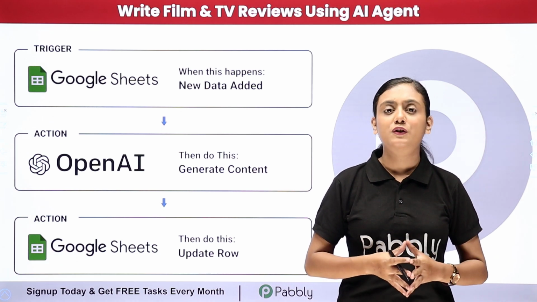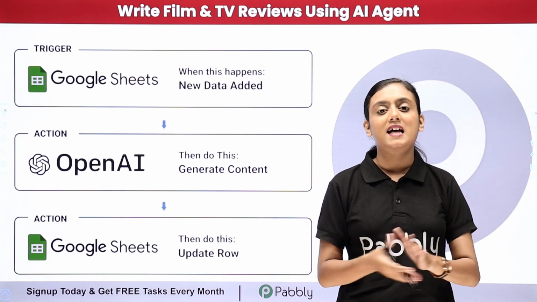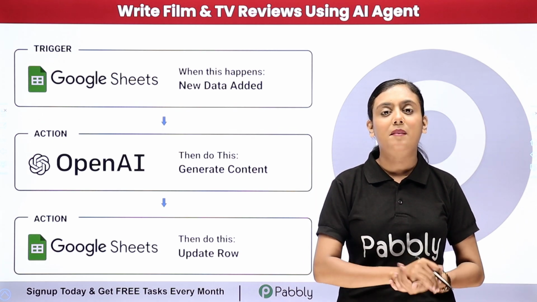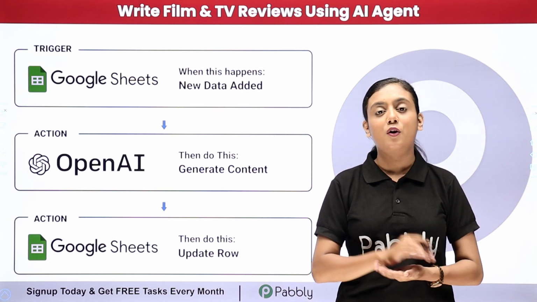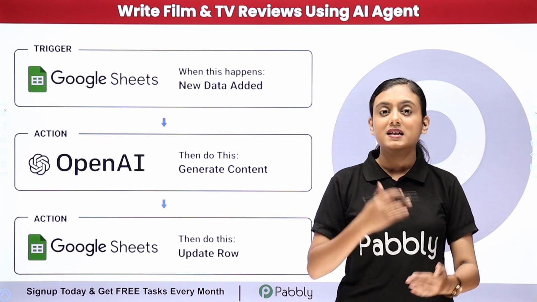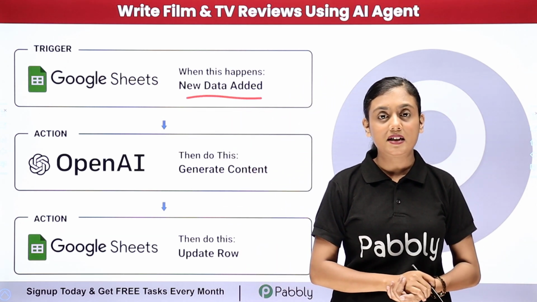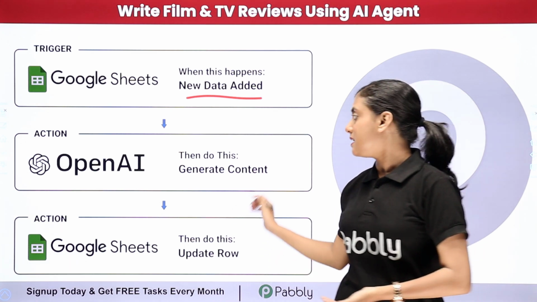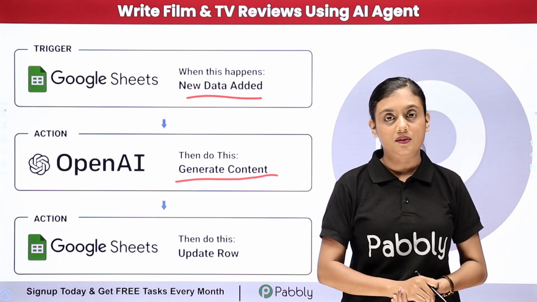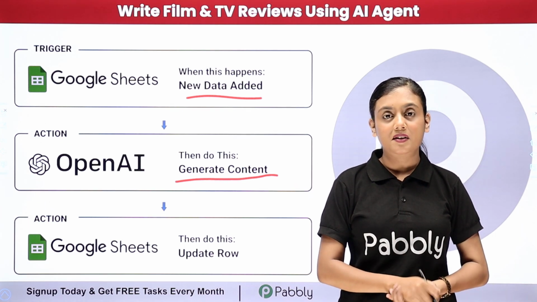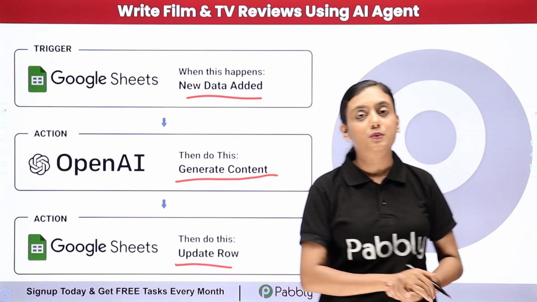So now over here, instead of wasting my time writing the review of each and every film manually, what I've done is I have created an AI agent using Pabbly Connect. In my Google Sheets, I keep the record of the newly released film or the TV serial. And as soon as I add the data of the newly released film or the TV serial in my Google Sheets, automatically using the details, an AI agent is going to generate the review for that film or the TV serial. As soon as the review is generated, to create the systematic record, I will add back the generated content in my Google Sheets.